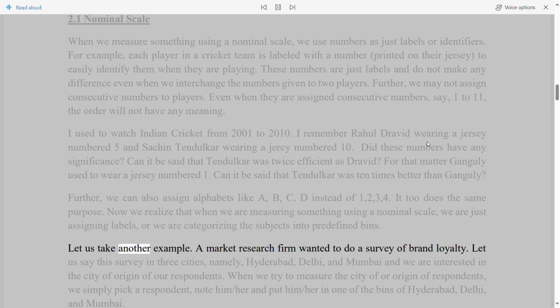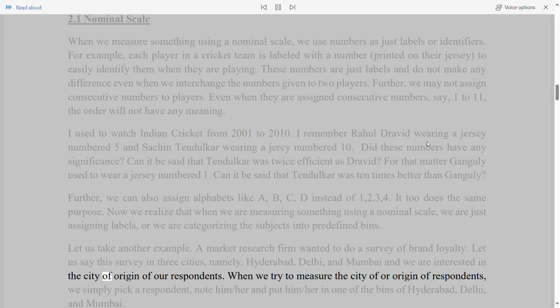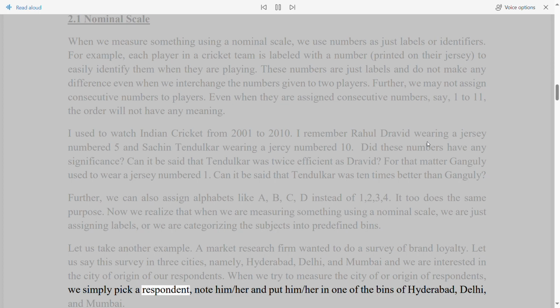Let us take another example. A market research firm wanted to do a survey of brand loyalty. Let us say this survey is in 3 cities, namely Hyderabad, Delhi, and Mumbai, and we are interested in the city of origin of our respondents. When we try to measure the city of origin of respondents, we simply pick a respondent, note him or her, and put him or her in one of the bins of Hyderabad, Delhi, and Mumbai.